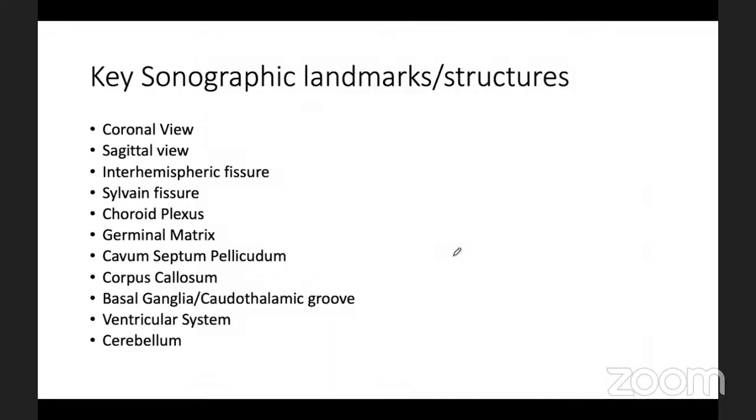Let's go now to the key sonographic landmarks and structures. So these are very important in order to understand the later part of my presentation. The standard views are basically two: the coronal view and the sagittal view. Then we have to identify the interhemispheric fissure, Sylvian fissure, choroid plexus, the germinal matrix, cavum septum pellucidum, corpus callosum, and then the gray matter and ventricular system.